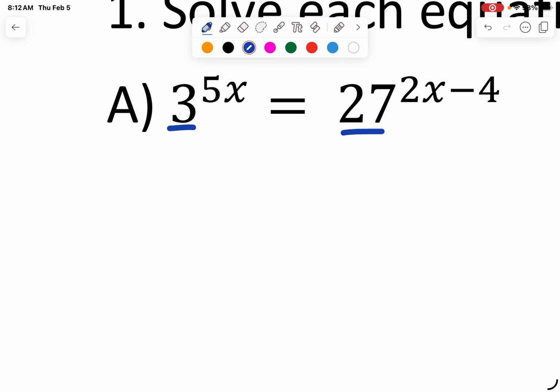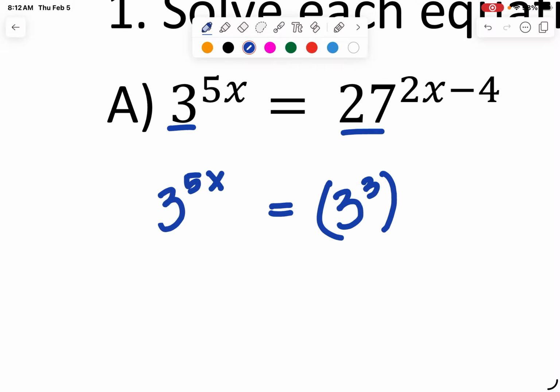And they can. 3 is 3 to the first power, and 27 is 3 to the third power. So we're going to leave 3 to the 5x alone. We don't have to put 3 to the first power, it's already 3 to the first power. And then 27, we're going to rewrite as 3 cubed, and then that's to the 2x minus 4.